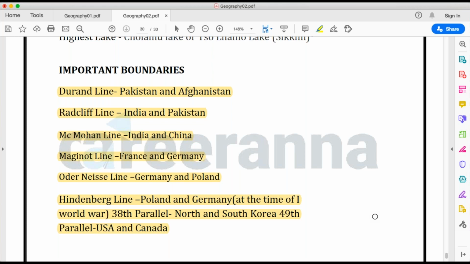Jennifer, it depends, but ideally you should be able to complete the entire geography in 2 weeks. Dams, just know the name of the dam and the river on which it is there and in which state. That's it, Gayatri.